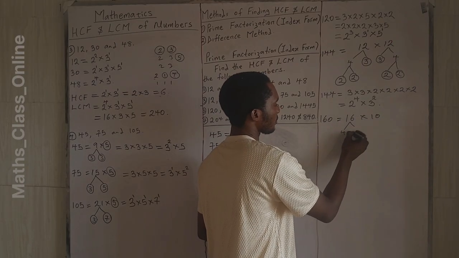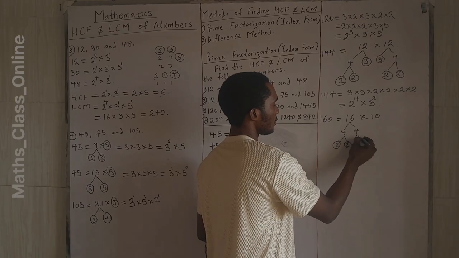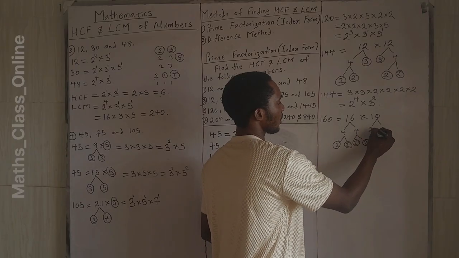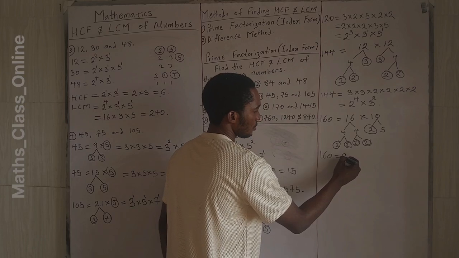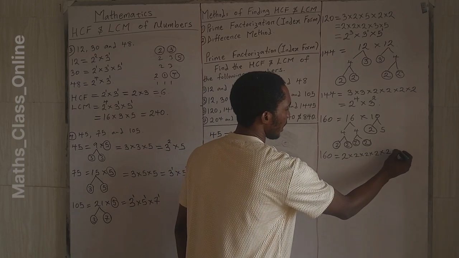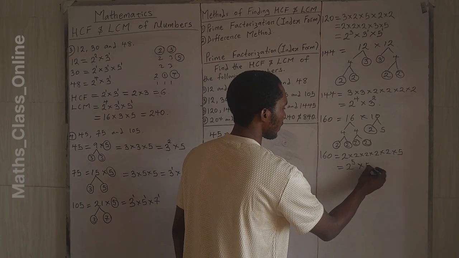And this is 4 times 4, 2 times 2, 2 times 2, 2 times 5. 160 is equal to 2 times 2 times 2 times 2 times 2 times 5. And this is 2 raised to the power of 5 times 5.